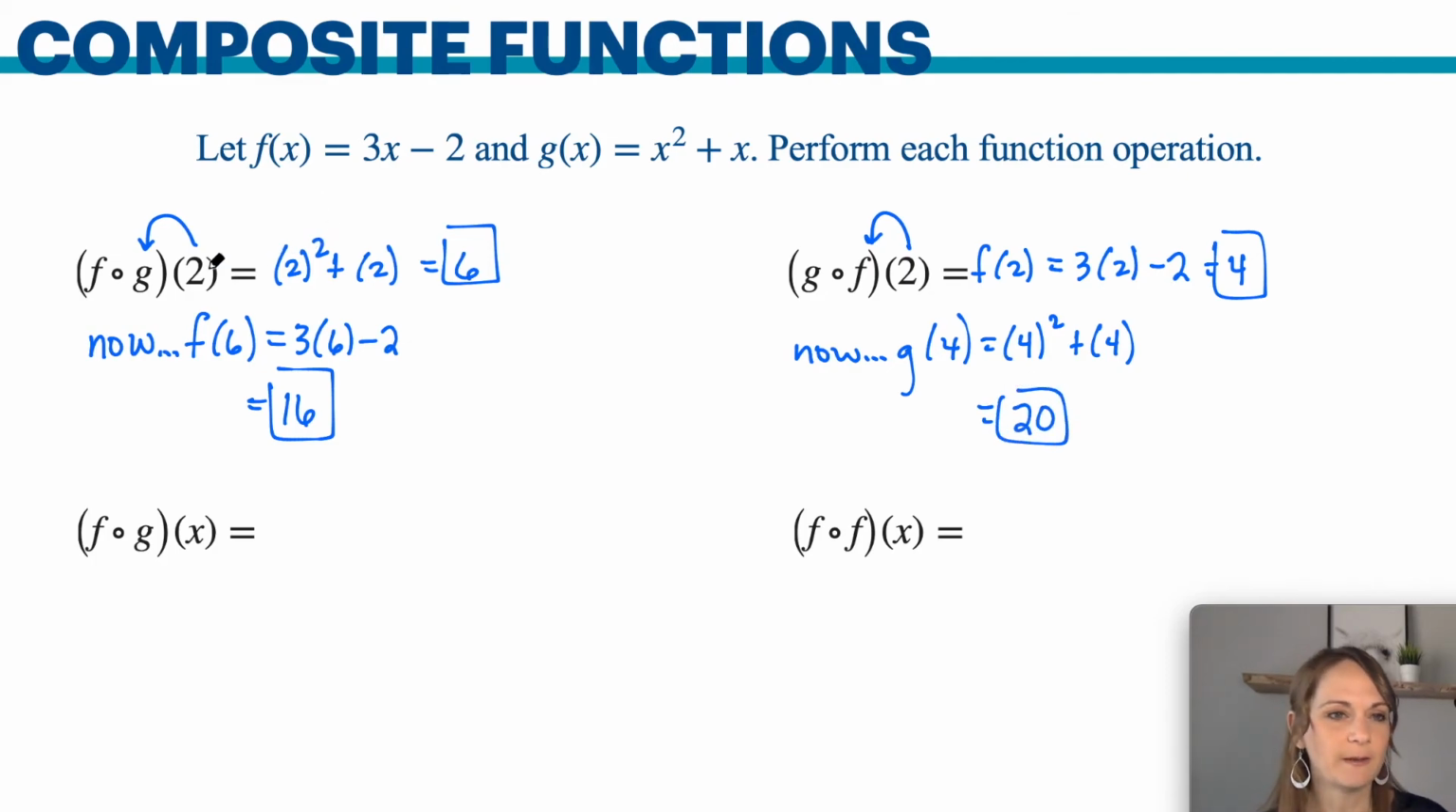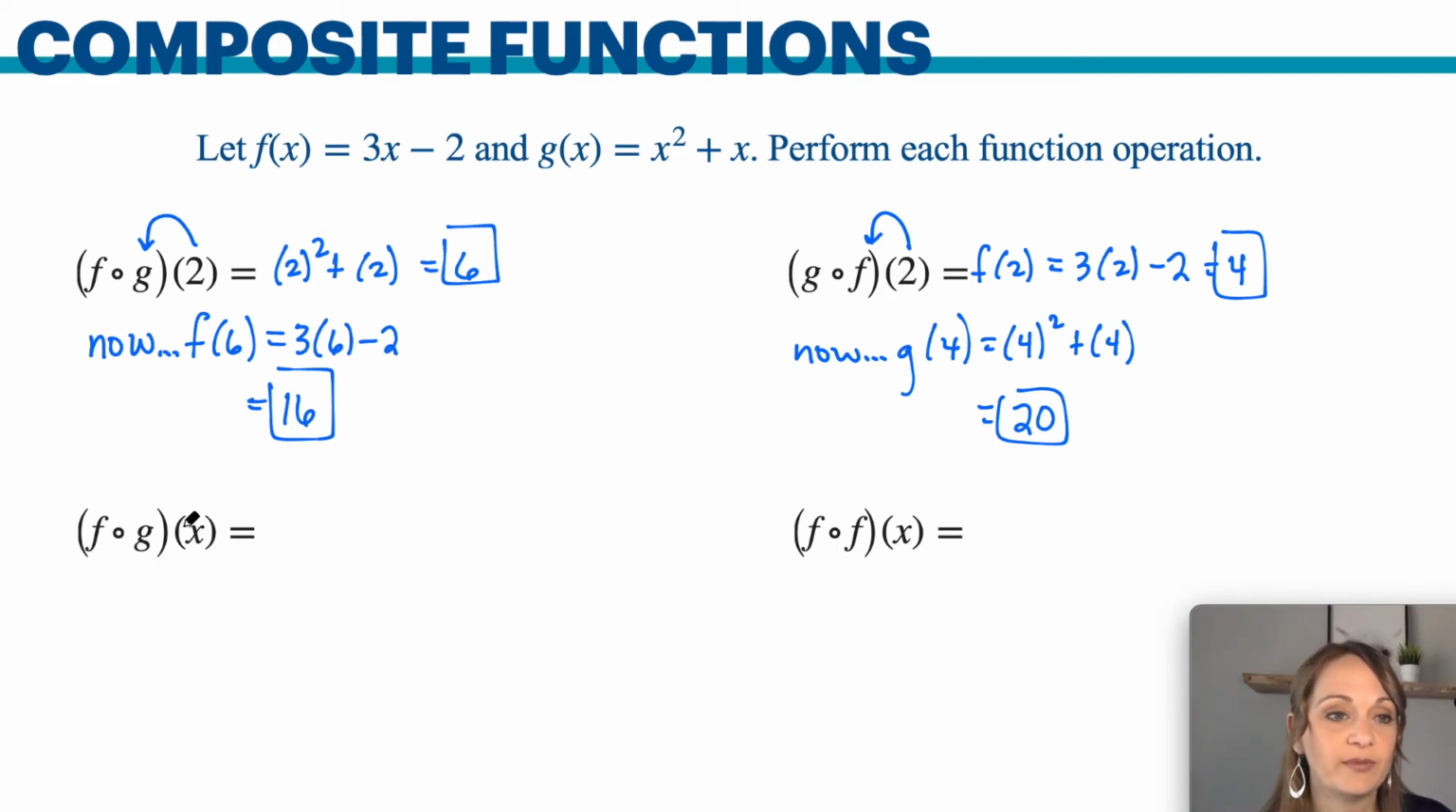So if you notice, you're plugging 2 into the first function, f of g, g of f. However, you do not get the same answers. If you plug 2 into g first, then into f, you get 16. If you plug 2 into f first, then into g, you actually get 20. So order matters. You've got to be careful which order.